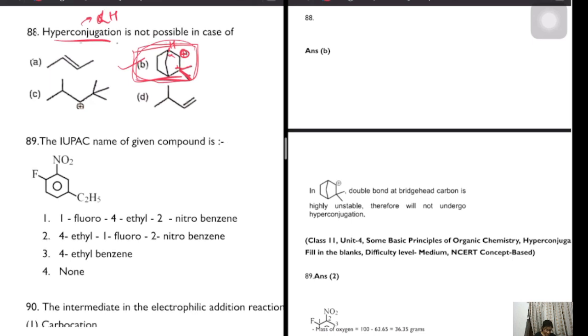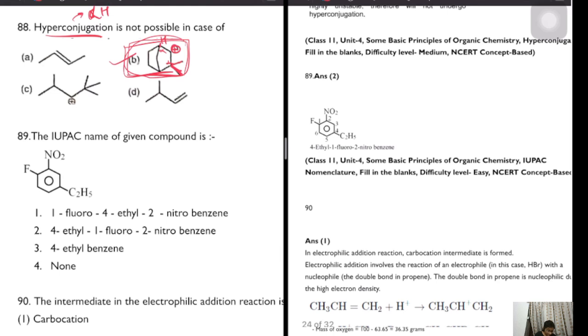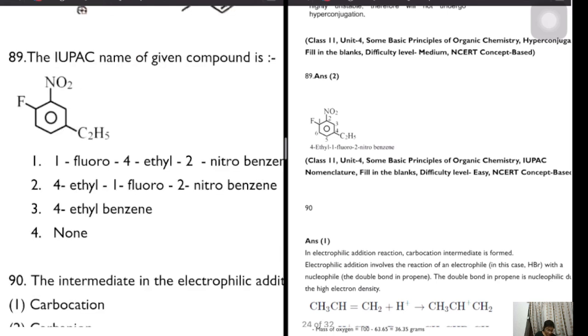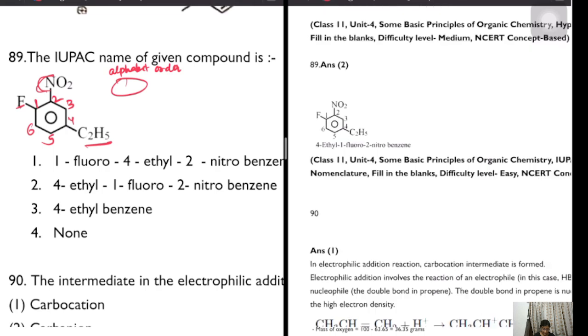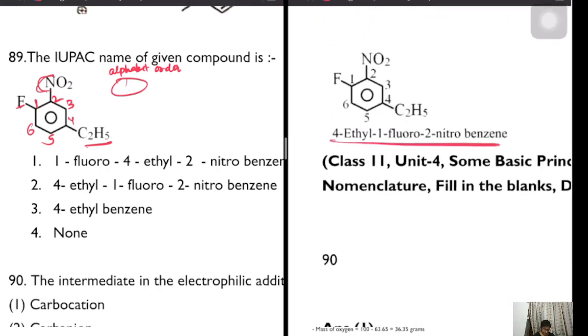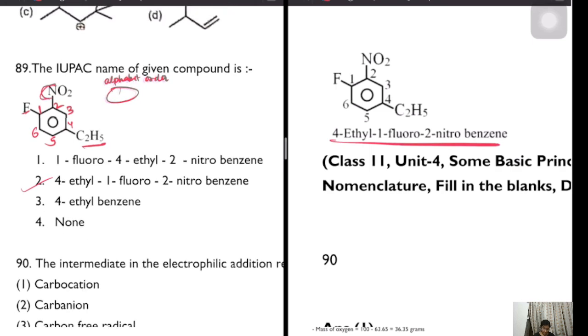Now the next question says IUPAC naming of this compound. We know how we will now name it. That halide will be named first here, and what the first would be written is according to the alphabetical order. It would be ethyl, then fluoro, then nitro. So what would be the name? It would be 4-ethyl 1 fluoro 2 nitrobenzene, which corresponds to option number 2.